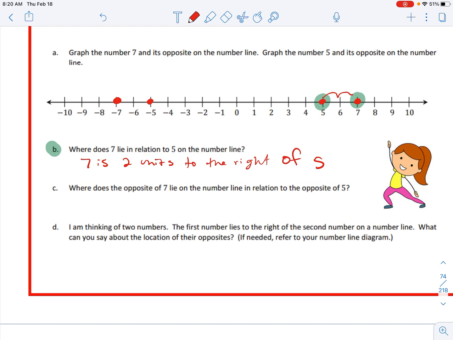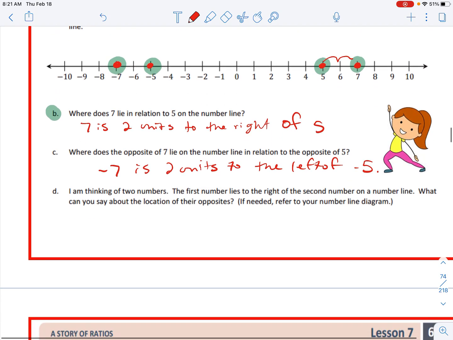Now, letter C says, where does the opposite of 7 lie on the number line in relation to the opposite of 5? So the opposite of 7 is negative 7, and the opposite of 5 is negative 5. So it's kind of the same thing, just to the left, okay? So negative 7 is 2 units to the left of negative 5.